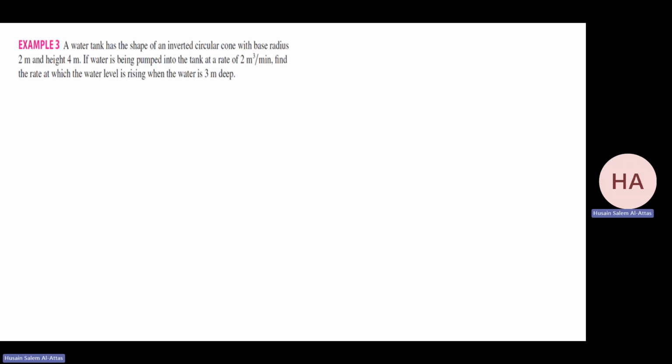Now we'll go to the cone. Let me do the cone problems. Yeah, I have a cone.